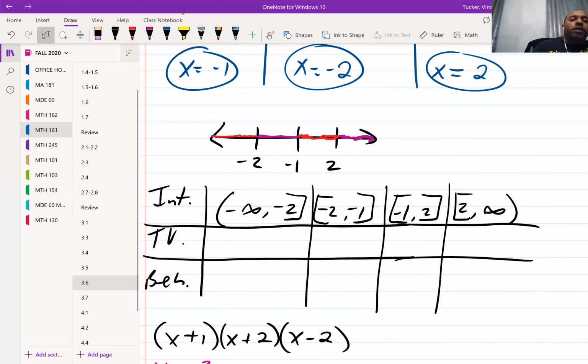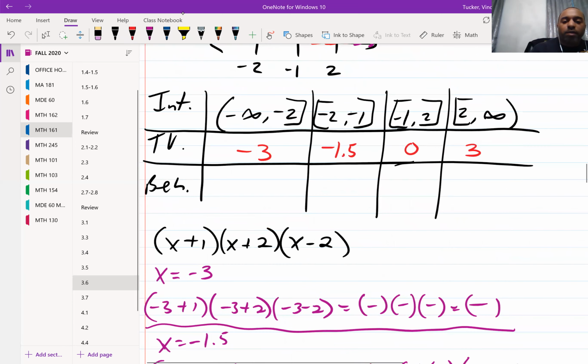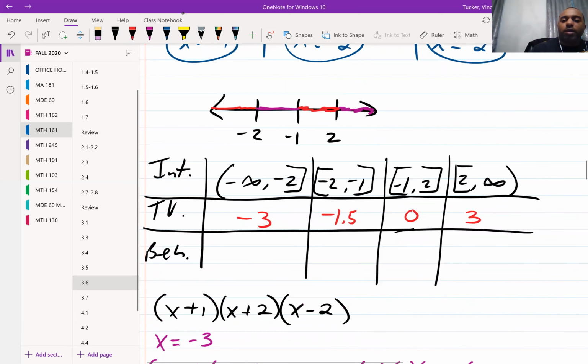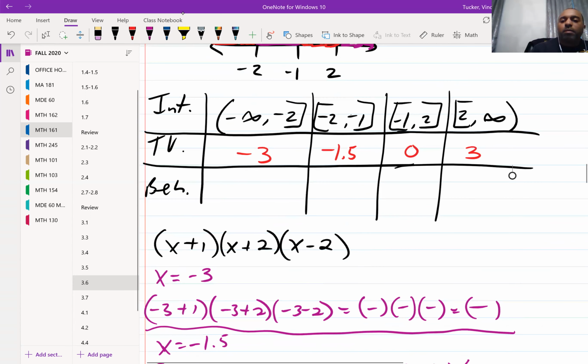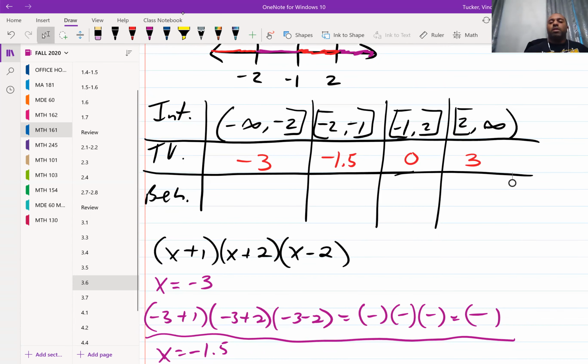So now we need test values. -3 here, -1.5, do 0, and +3. Let's see if I held true to those same values. Yep, okay, just making sure. Cool. All right, so you can choose any number in those intervals. They'll still give you the same result.